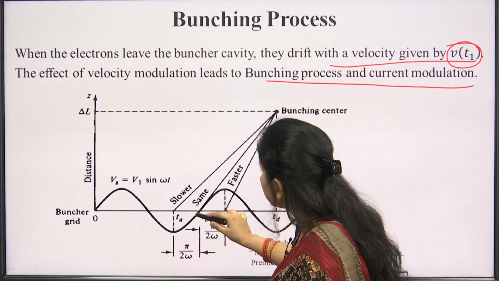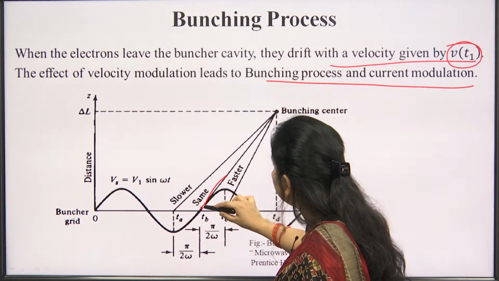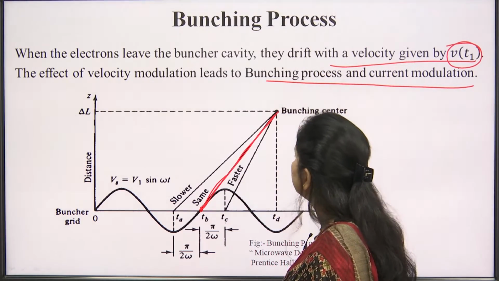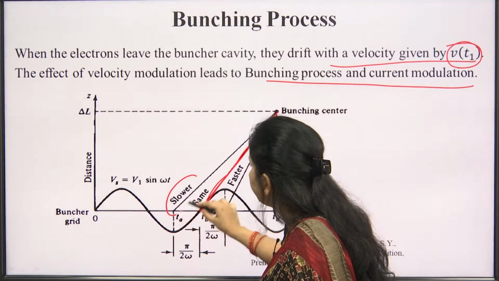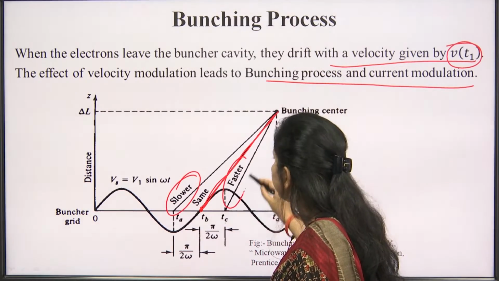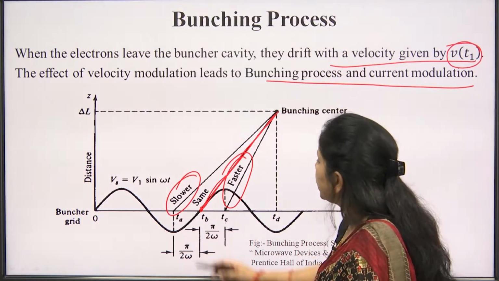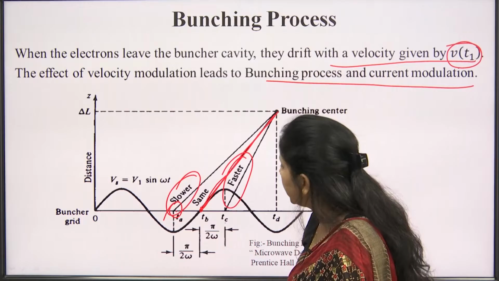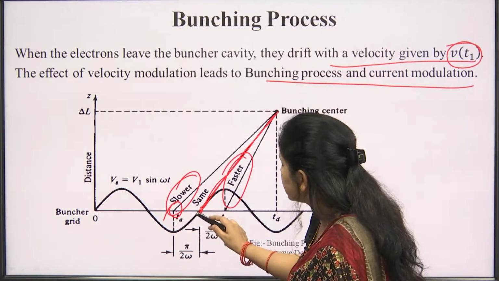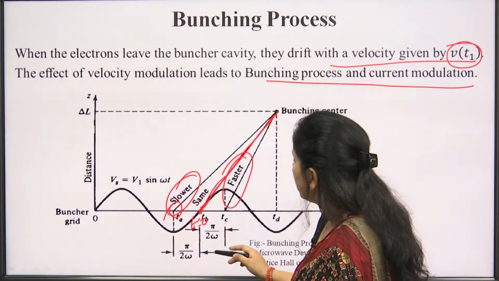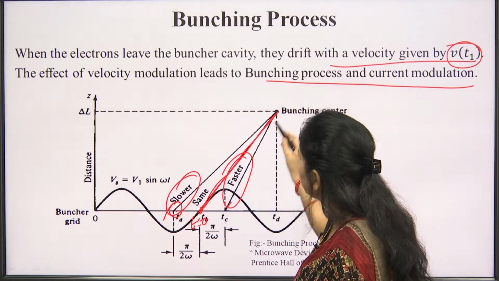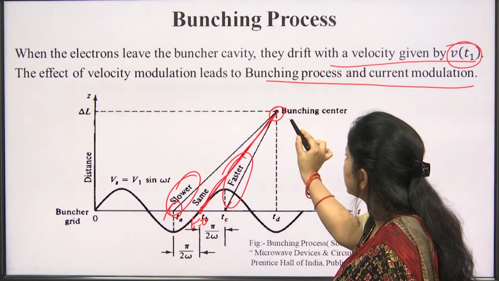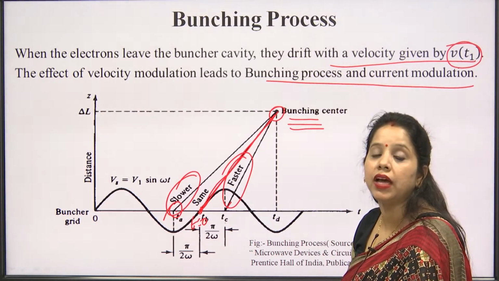Some electrons are leaving the buncher cavity with the same velocity, some with the decreased velocity, and some with the faster velocity. But the signal with the slower velocity will come first, at the time t equal to 0, and the others will be later. So, what is going to happen? They will reach the destination at the same time, and when they reach the destination at the same time, they form the bunch of the electron.